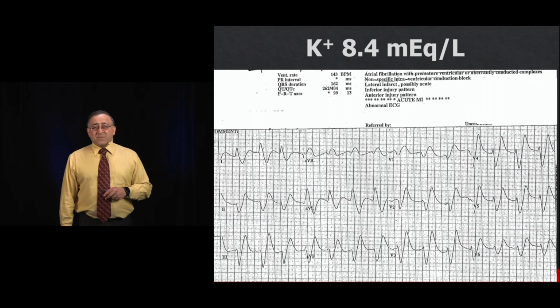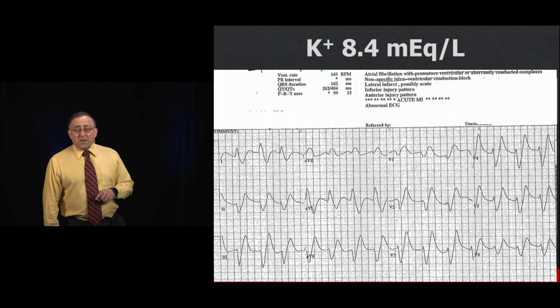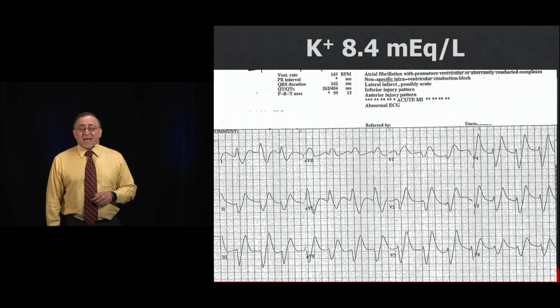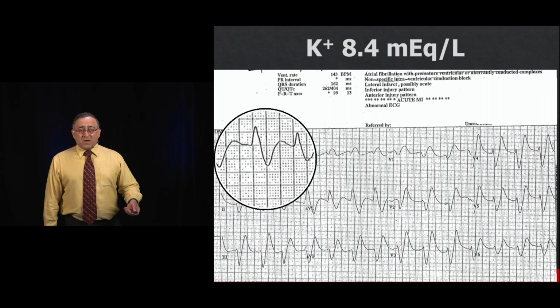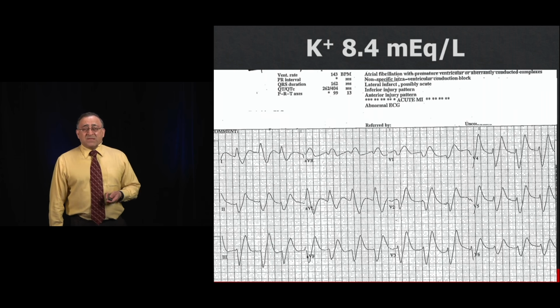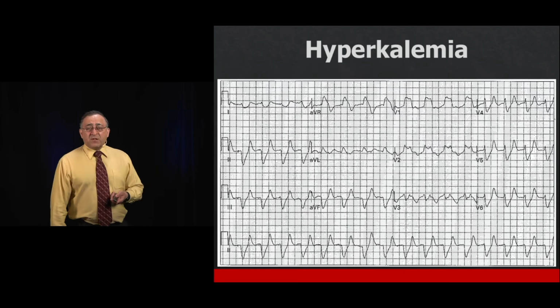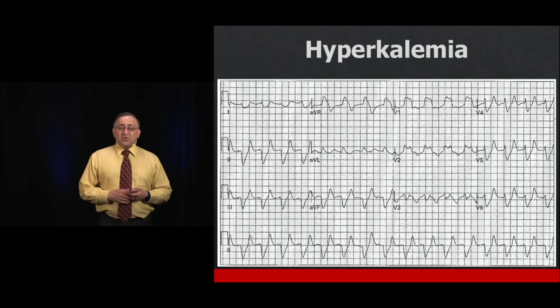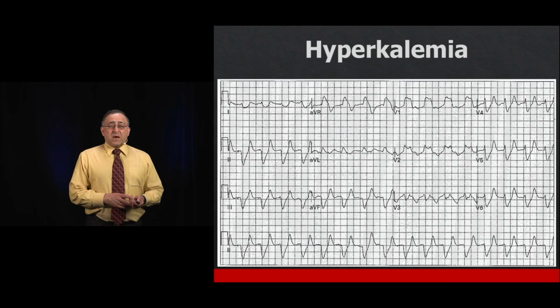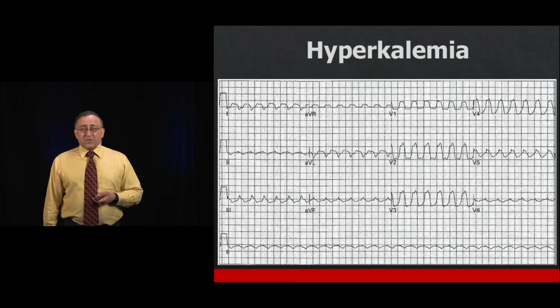The computer oftentimes will call this an acute STEMI. But one of your tip-offs here, take a look at that axis in lead 1. It's a major right axis. STEMIs don't tend to produce right axis deviation. All right, here's another one. Take a look. ST elevation in V1, V2, and aVR with a big S wave in lead 1. This was hyperkalemia.